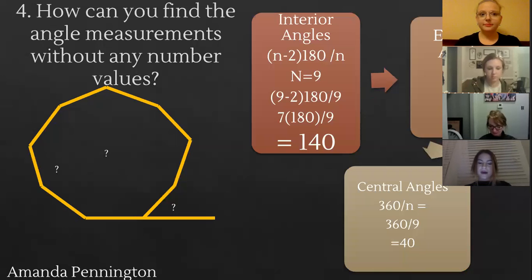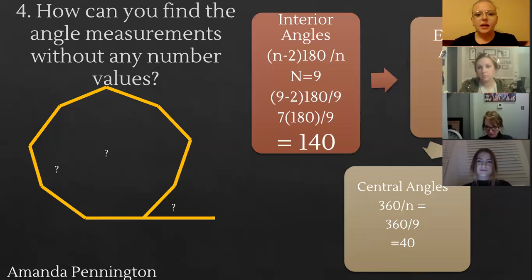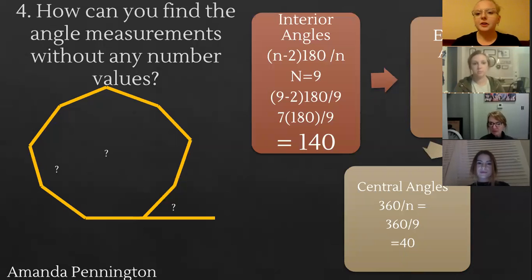Amanda, how can you find the angle measurements without any number values? Well, that's a good question. So at the beginning, I looked at this and I'm like, how can I find any values for an angle without any numbers at all on this concave polygon? And so what I noticed is that we can use the formula for the interior angles, exterior angles, and central angles. And all we have to do is know the number of sides. So we know when we count that the number of sides is 9.